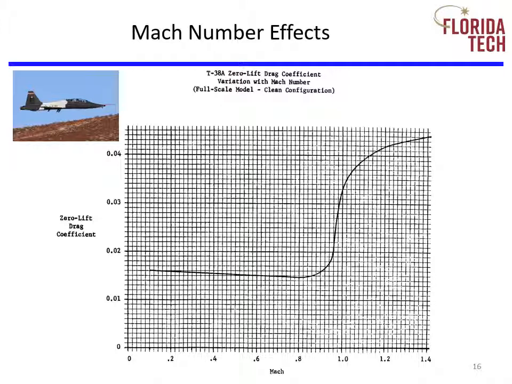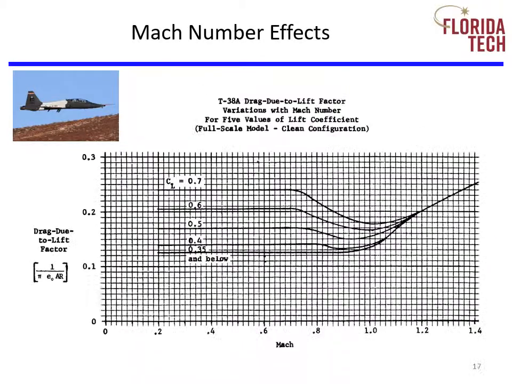Here's an example showing drag divergence. Notice the curve is fairly flat or constant prior to about Mach 0.9. Here we show Oswald's efficiency factor is not really fixed. It does change with CL and Mach number.